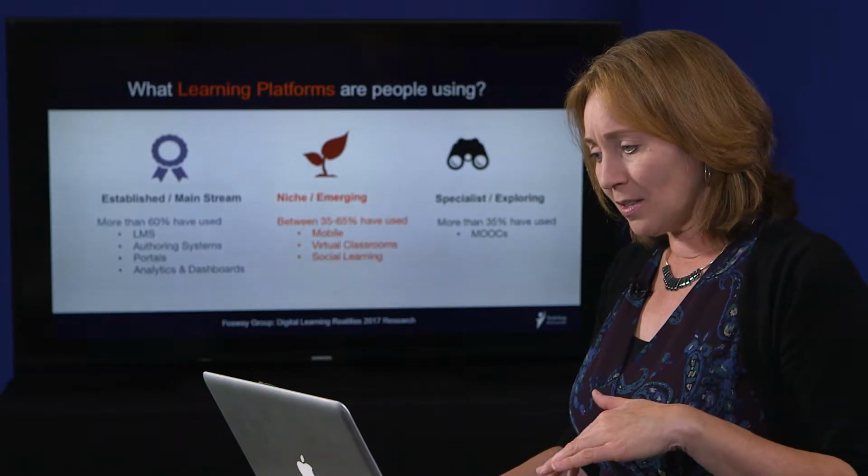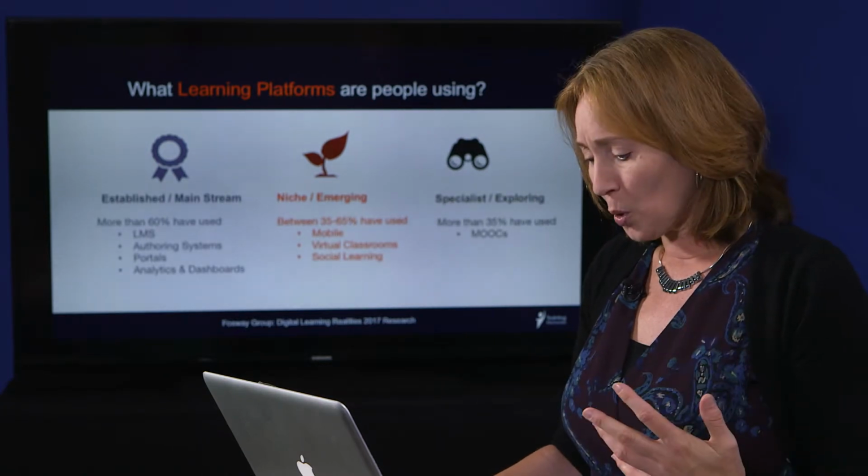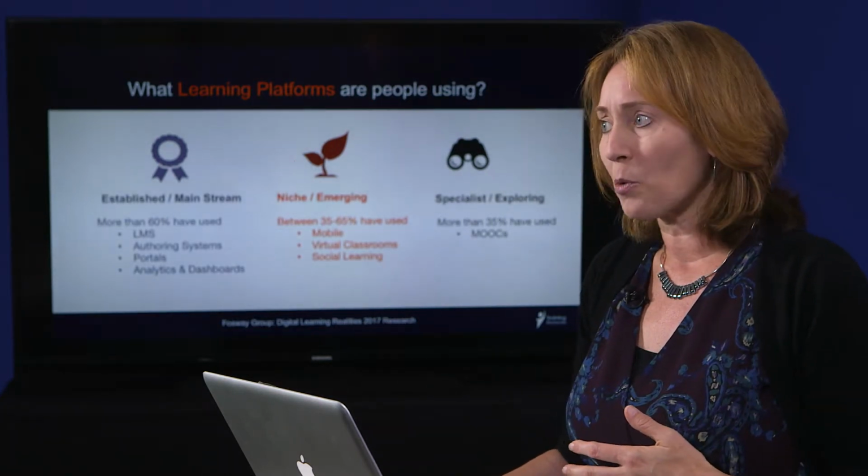The second is niche and emerging solutions. These are things that are supporting mobile learning, social learning, virtual classrooms, and about 1/3 to 2/3 of organizations are using something in that bucket. And then on the edge here, specialists in exploring, where about 1/3 of organizations have a platform. That might be your MOOCs or some AR and VR applications. So this is not a progression, it's really a portfolio. It's not like you evolve from your LMS to these other platforms. You really need all of these to complement the old and augment the system. One technology just cannot do it all.